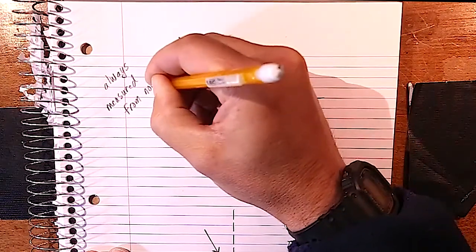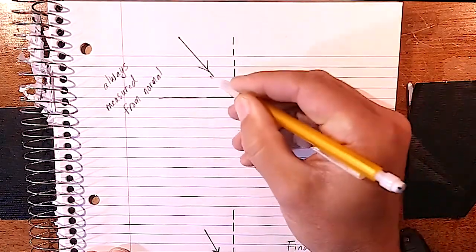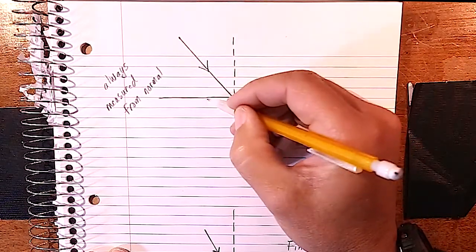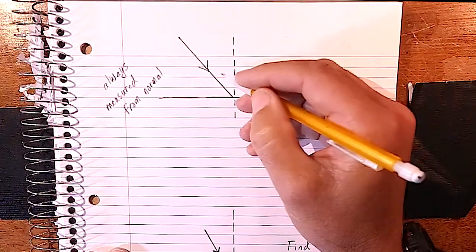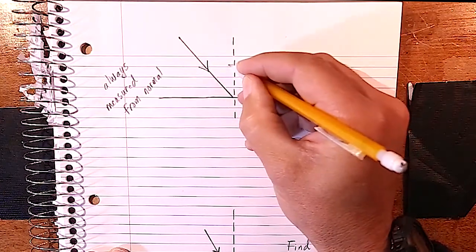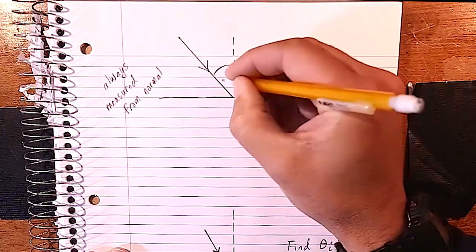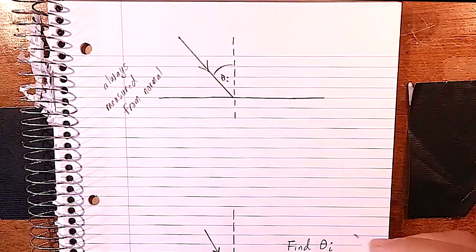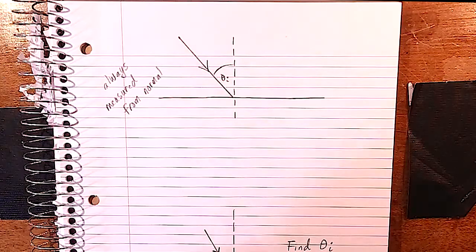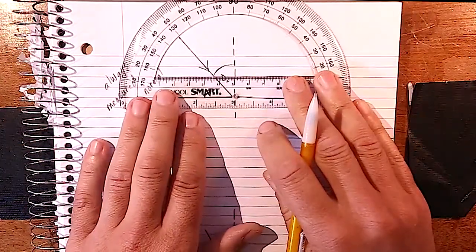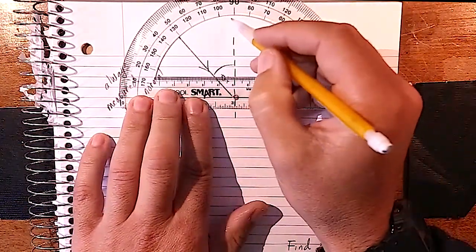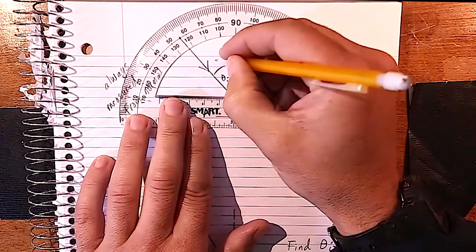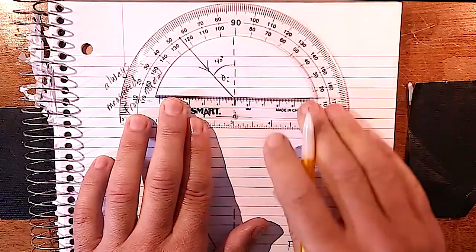So when we look at this, we have to be very careful not to use this angle in here. This is the angle between the ray and the surface, and we want the angle between the normal and the ray. So our angle of incidence, theta I, is right here. If we have our angle of incidence coming in like that, we can measure it from the normal. So we go 10, 20, 30, 40. So our angle of incidence is 40 degrees.